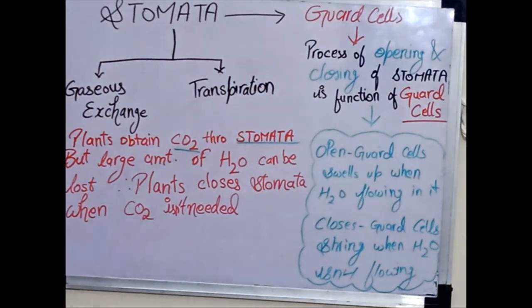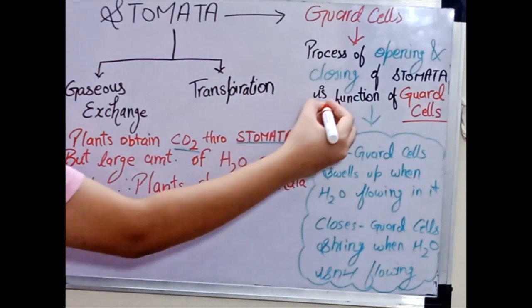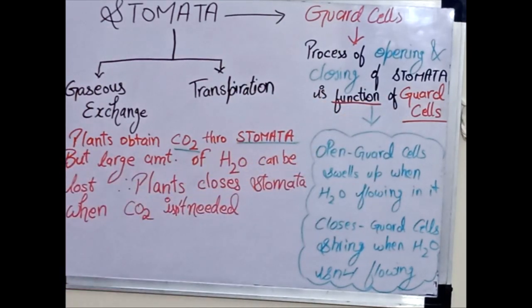Now, stomata: we learned why we need to close stomata and when we need to open stomata. But now, how will it open and close? So basically, it's the function of guard cells. There are guard cells present which help in opening and closing of stomata.